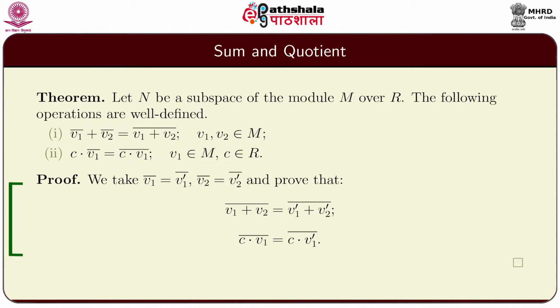We assume that v1 bar is the same as v1 dash bar and v2 bar is the same as v2 dash bar, and prove that v1 plus v2 bar is the same as v1 dash plus v2 dash bar, and c dot v1 bar is equal to c dot v1 dash bar. These are easy verifications, and what is to be understood here is that the equivalence class of v1, that is v1 bar, may be represented by another element v1 dash, and we have to check that the definition of addition and the scalar multiplication do not depend on the representatives.